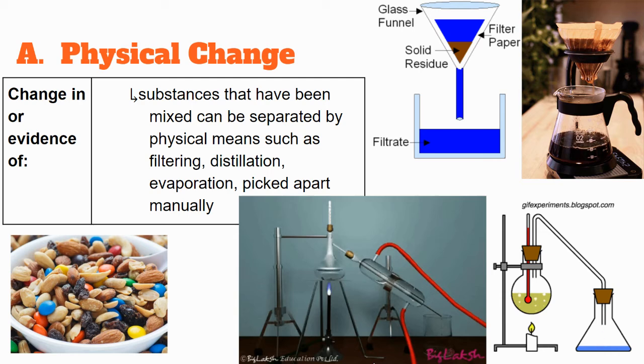Also with physical changes, substances that have been mixed together can be separated by physical means. And so a physical change would be separating those mixtures. So for example, we can filter a mixture. So you can see in the upper right there, we filter our coffee so that we're not just drinking the coffee grounds. But we also do this in the lab, and we use filter paper. We keep the solids in the filter paper, and the filtrate, that's what goes through, that's the liquid part that goes through the filter paper, drips out to the bottom.